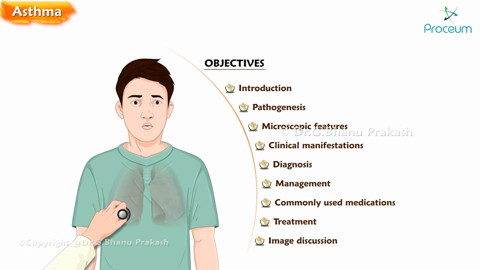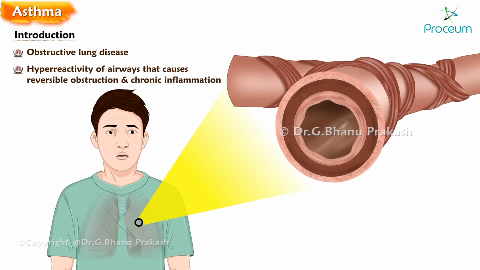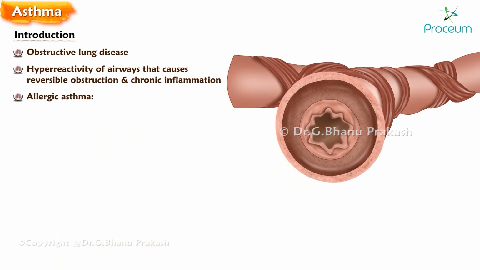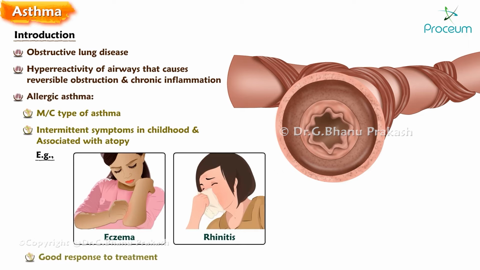Obstructive lung disease. Asthma. Introduction. Asthma is an obstructive lung disease characterized by a hyperreactivity of the airways that causes reversible obstruction and chronic inflammation. Allergic asthma is the most common type of asthma. It begins with intermittent symptoms in childhood and is usually associated with atopy and a good response to treatment.